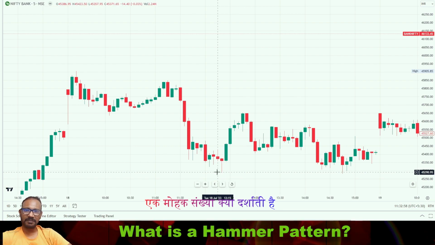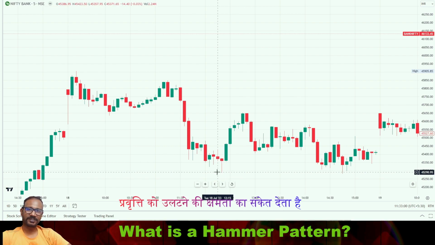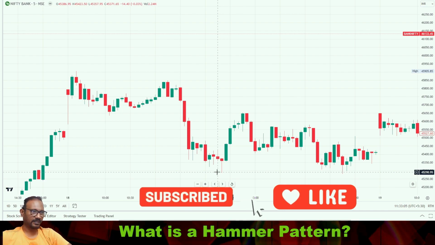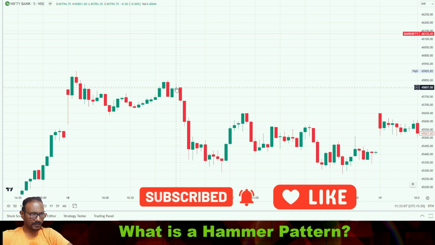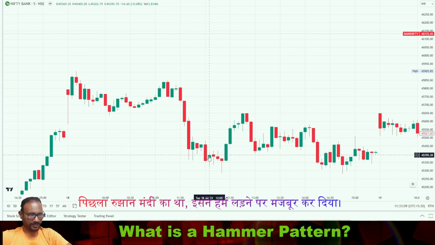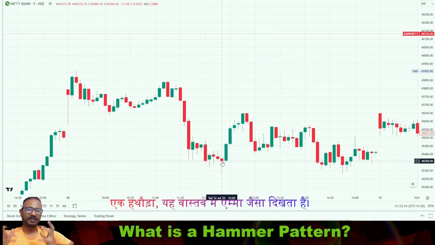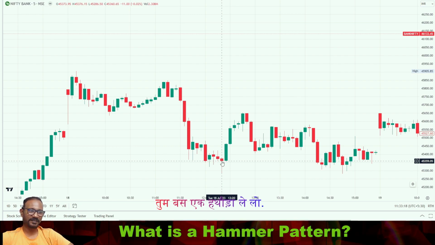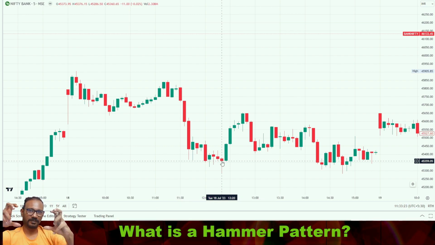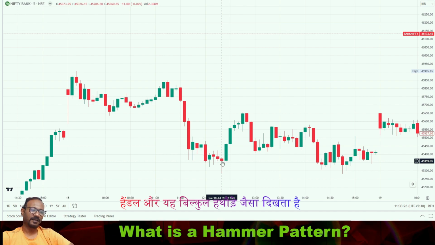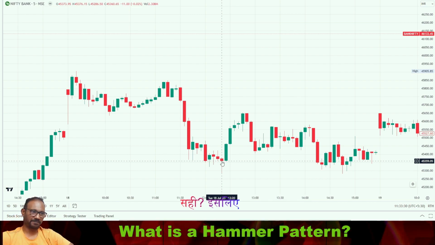What does a hammer indicate? A hammer indicates a potential to reverse the trend into bullish, right? The previous trend was bearish. It made a spike, it came back, it pulled. And if you look at a hammer, it actually looks like a hammer. That's why it's called a hammer pattern. You just take a hammer, you see that the mass is at the top, and then you have this handle, and it looks exactly like a hammer, right?